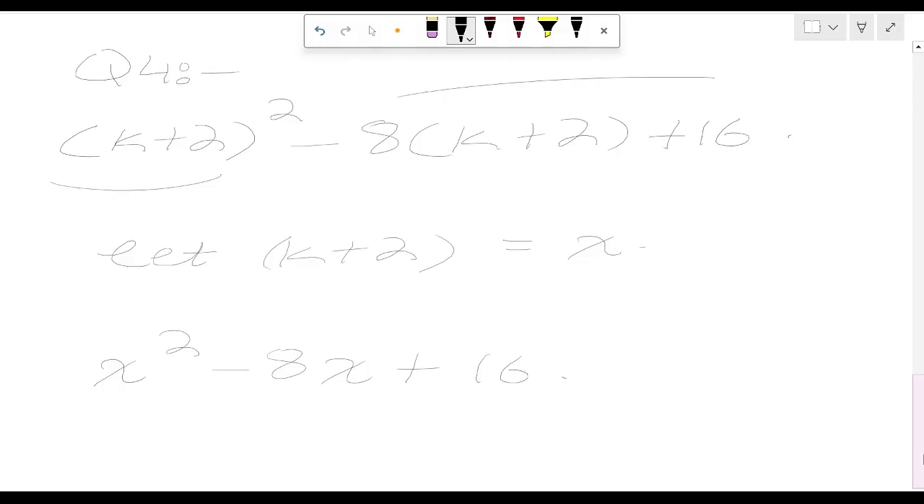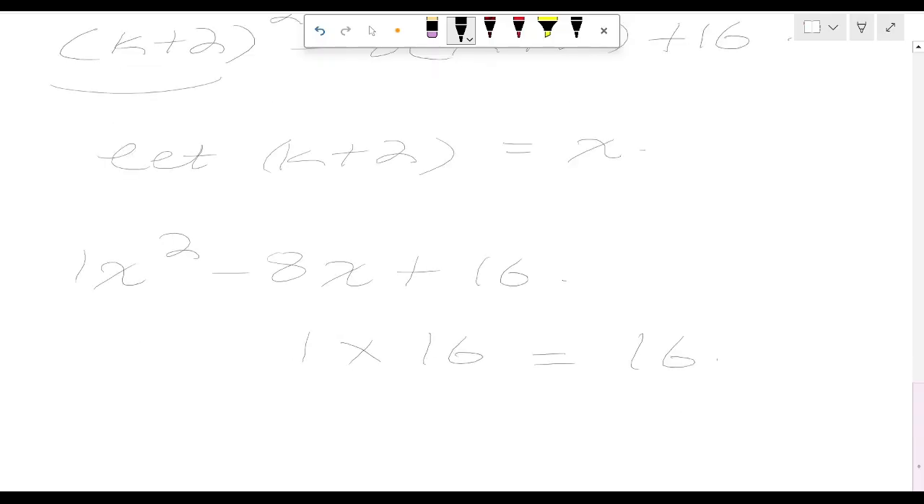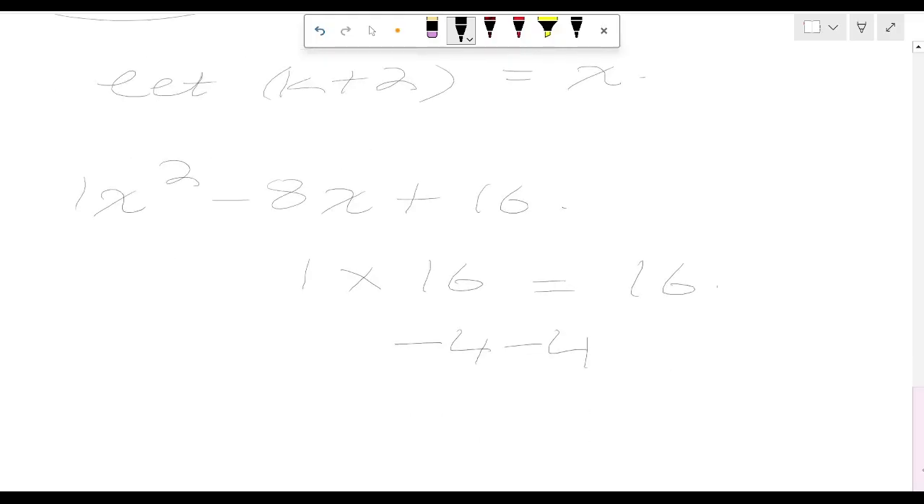Now we have converted this polynomial into a quadratic expression. So if we find the factors of this quadratic expression, the coefficient of x² is 1. If you multiply 1 with 16, you will get positive 16. So we need to find the factors of positive 16, that is 4. So 4 multiplied with 4 is 16, but we need to have negative 8. So negative 4 with negative 4. So these are the factors for this expression.